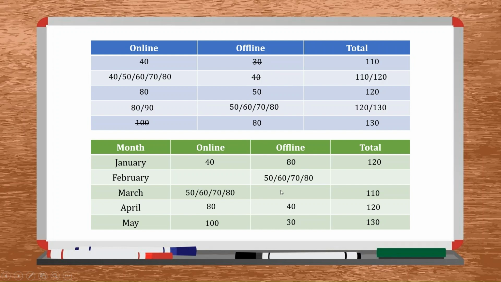So if I add 50 also to 80, it becomes 130. If I add 60, it will go beyond 130. Hence, I cannot take 80 as a value in online. Similarly, if I take 70, then I'll have to make this 50 or 80.